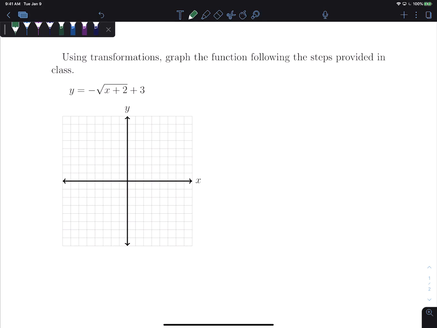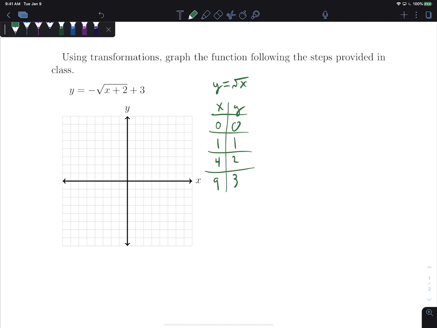So let's go ahead and identify the parent function. The parent function is going to be y equals the square root of x. Writing down the table for the square root of x, x begins with 0, then 1, then 4, then 9. Wonderful. The y's are 0, 1, 2, and 3.